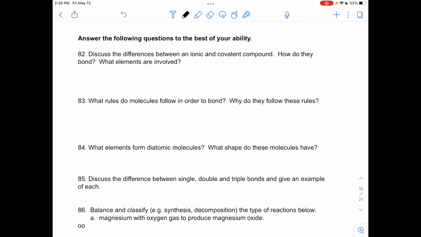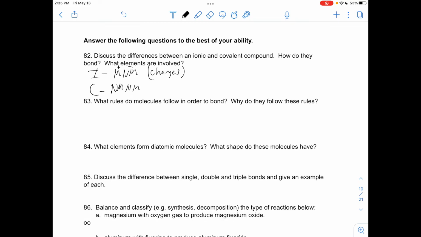Discuss the differences between ionic and covalent compounds. So we kind of already mentioned that an ionic compound is a metal bonded to a nonmetal. Covalent is nonmetal to nonmetal. So for ionic, because it's a metal which is positively charged and nonmetals are negatively charged, they are held together electrostatically, or their charges hold them together. Opposite charges hold them together. For covalent, their charges are both negative. So it's not the charges that hold them together.